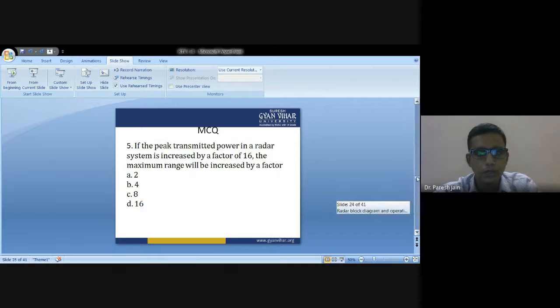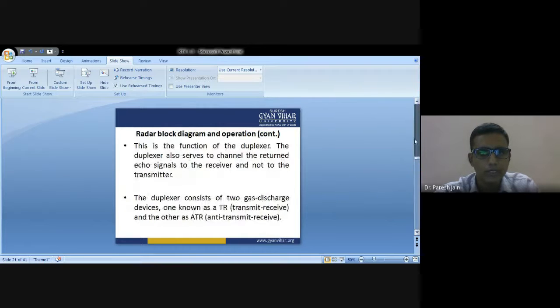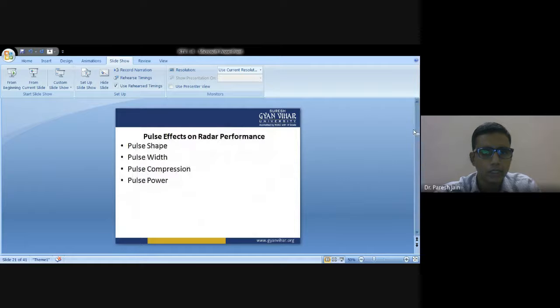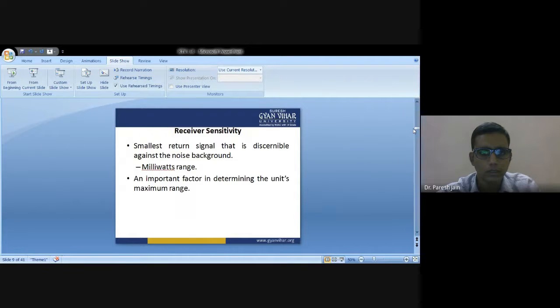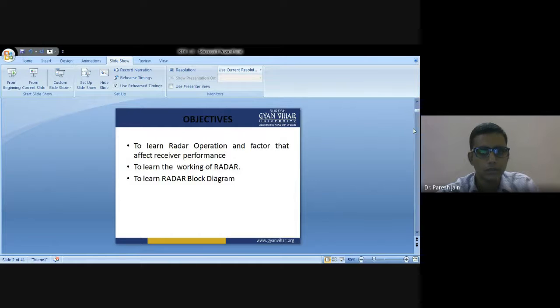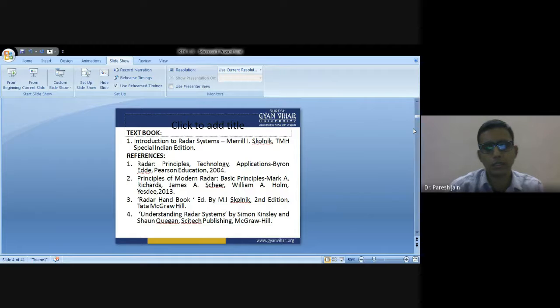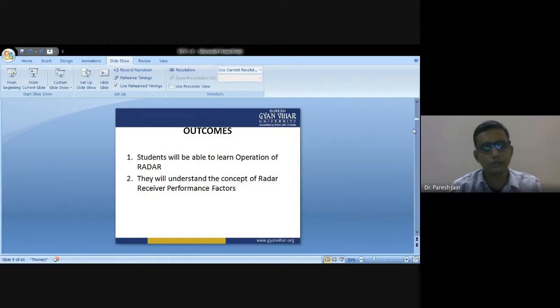So, the outcomes of this lecture, we have discussed once again. After delivery of this lecture, students will be able to learn the operation of radar. They will understand the concept of radar operation and the basic building blocks of radar. What components are used in this pulse type of radar?